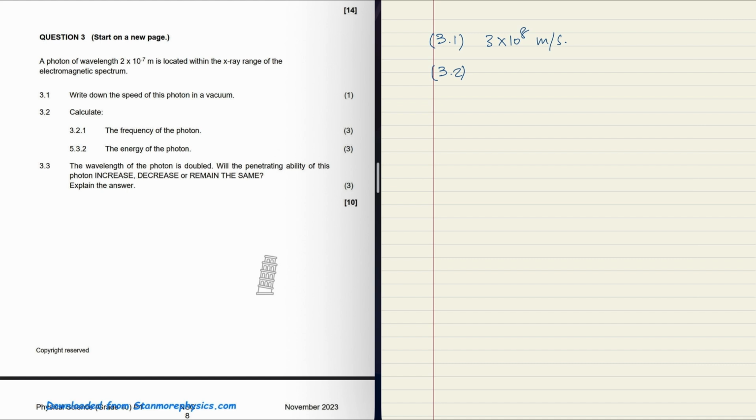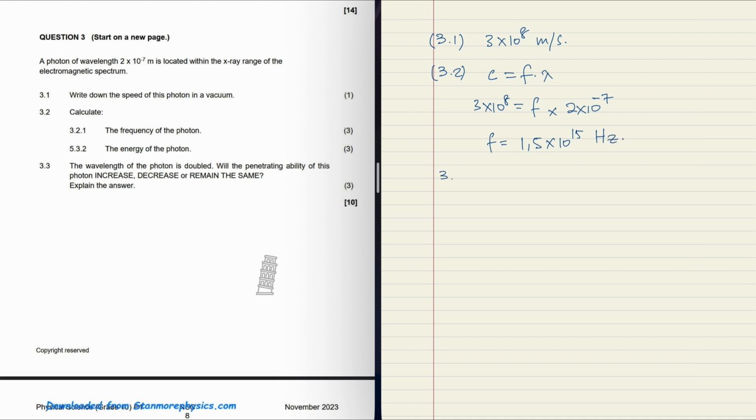So here we can use the formula C is equal to F times lambda. Now we are using C because it is a constant. So 3 times 10 to the power 8 is equal to the frequency multiplied by the wavelength. They tell us the wavelength is 2 times 10 to the minus 7. The frequency is then equal to, now we divide by 2 times 10 to the minus 7. That's going to give us 1.5 times 10 to the power 15 hertz.